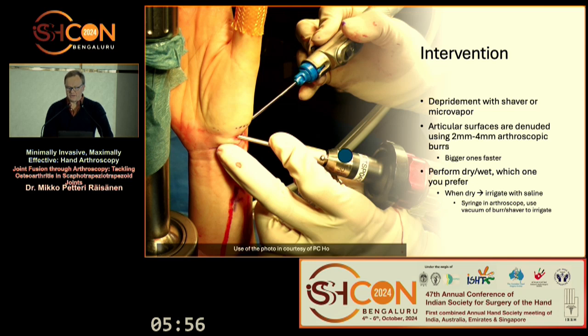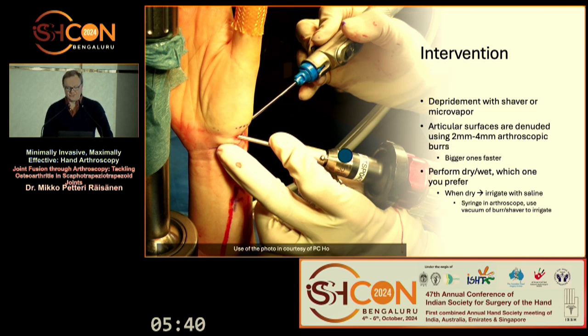Debridement with shaver or microwaper. Articular surfaces are denuded using 2 to 4 millimeter arthroscopic burrs. I always try to get as big as possible. It's much faster. Usually these operations take too much time, in my opinion.